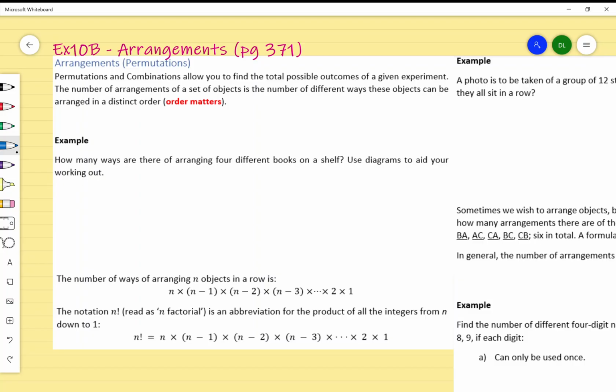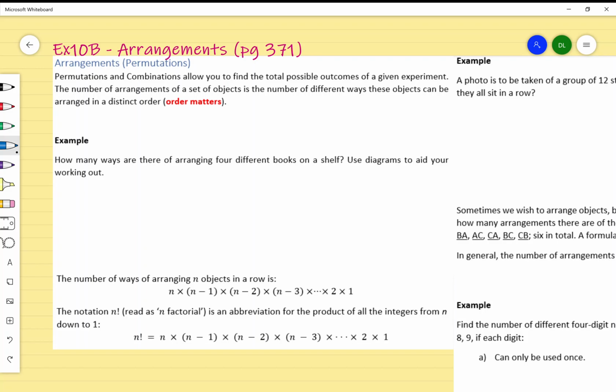Another word for arrangements is permutations, by the way, which is why we'll use the letter P later on, but we'll skip over that for now. But the idea is that permutations and combinations, which we'll learn about later, allow you to find the total possible outcomes of a given experiment without having to try and find every single outcome of an experiment.